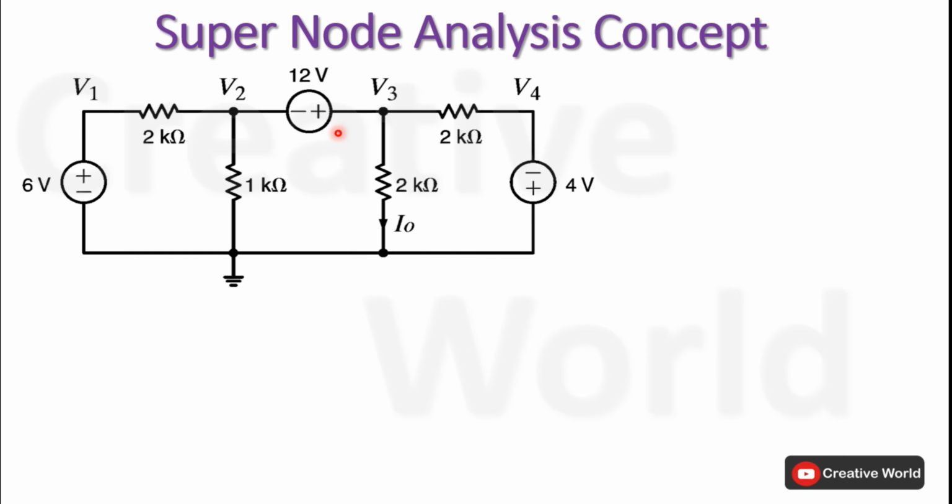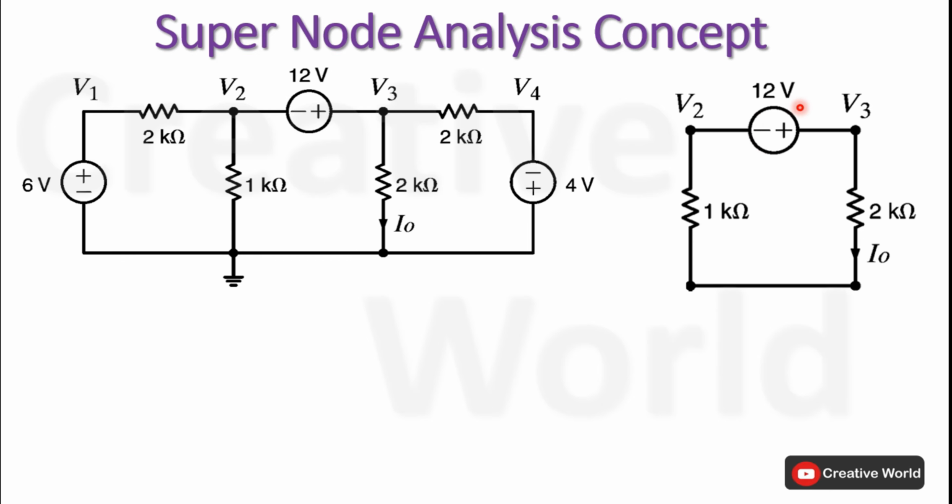And in order to apply the supernode analysis technique, we have to merge that voltage source to any one of its adjacent node voltages. Whenever we merge a voltage source to any adjacent node voltage, that node will act as a supernode. Now we will learn how the voltage source is merged to its corresponding node voltage. For better understanding, we will take this part of the circuit in order to form a supernode.